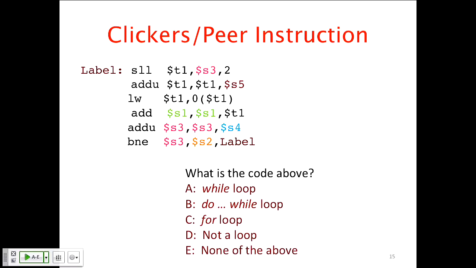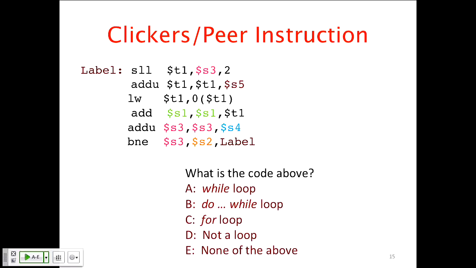So what's happening here is this is shifting this number by 2. So shift left logical by 2. That's multiplying S3 by 4. And that's because you're going from an index to a byte address into a vector.